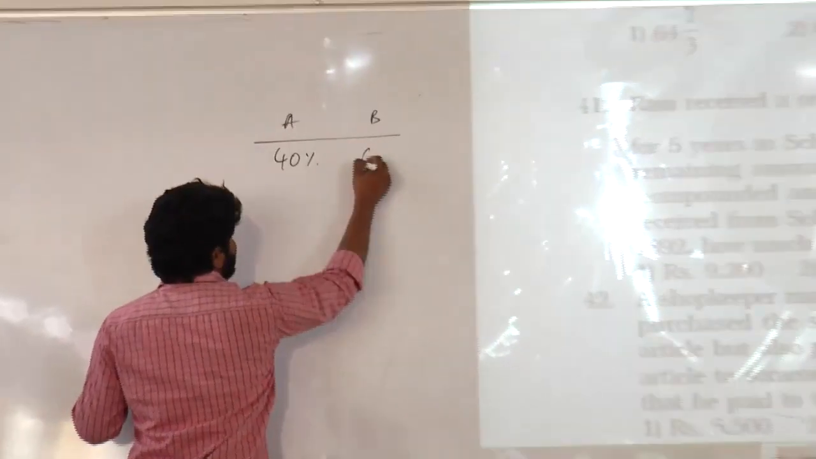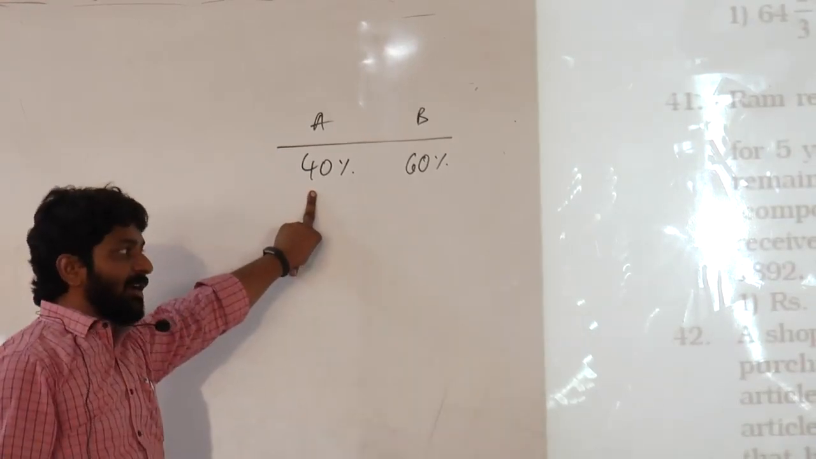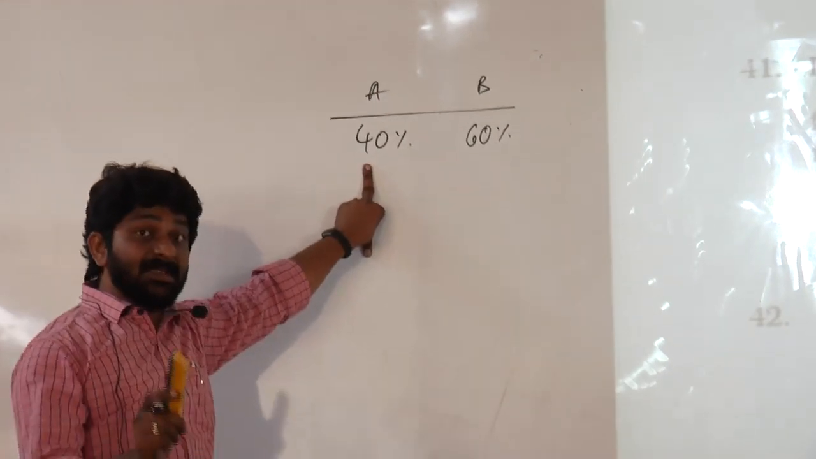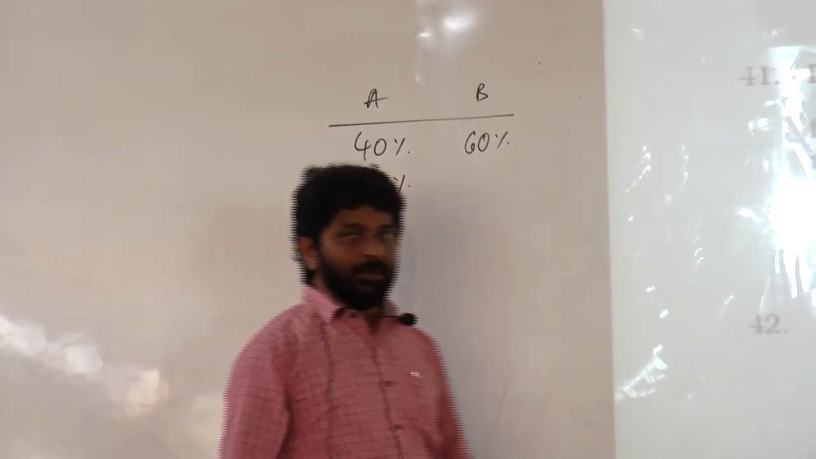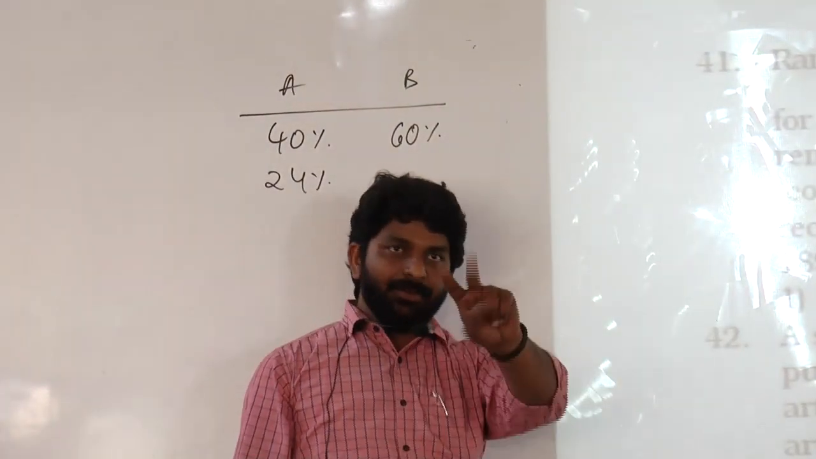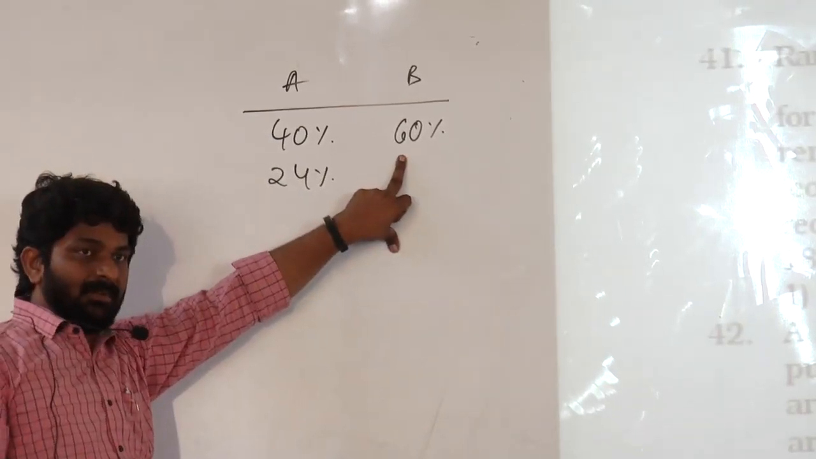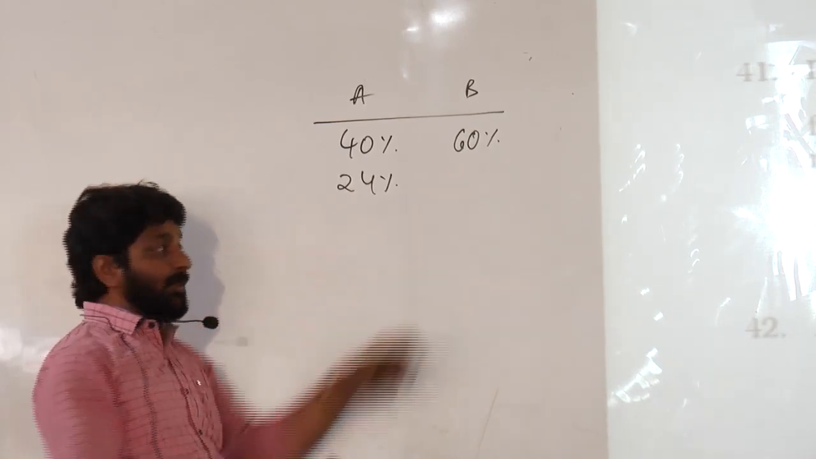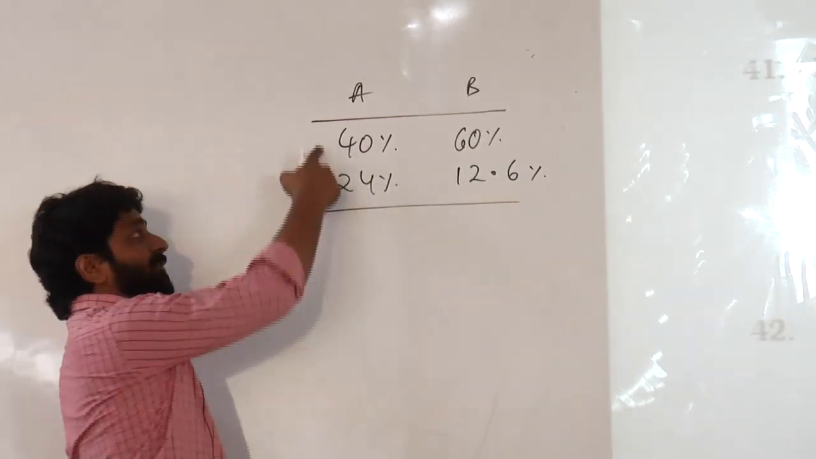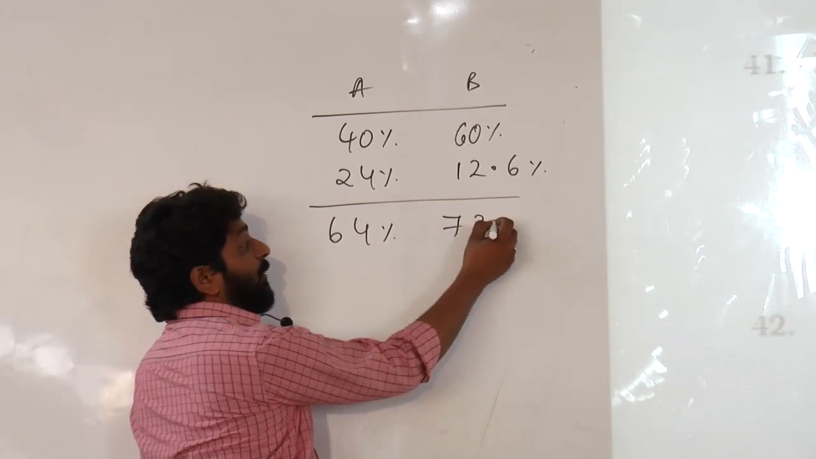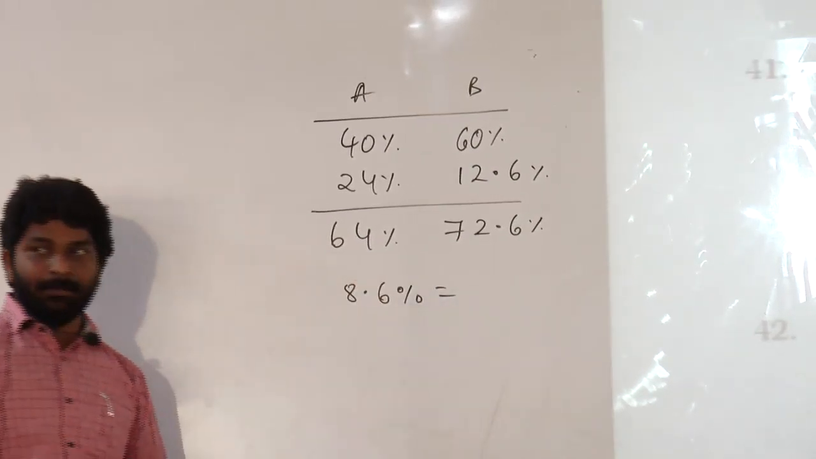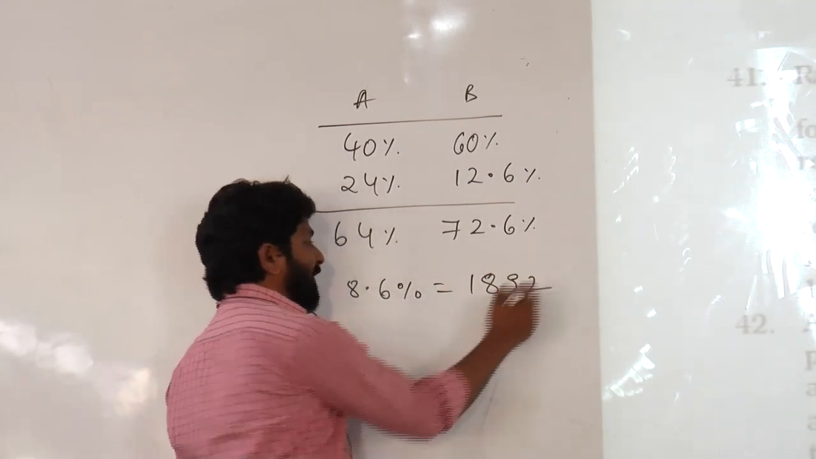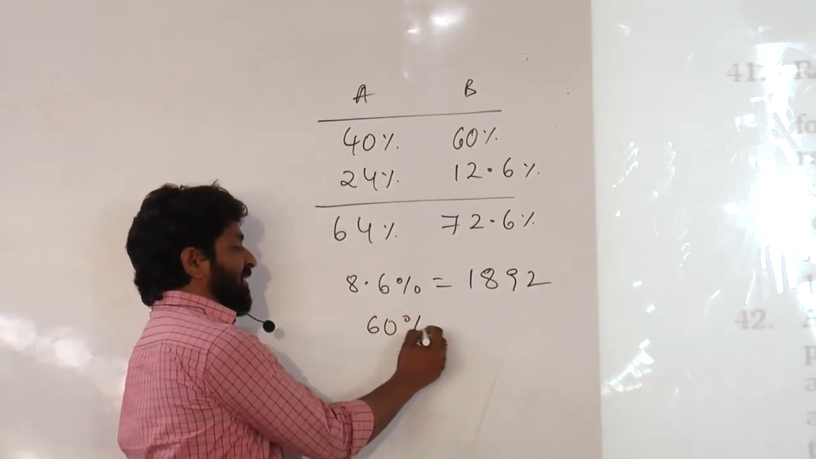So in scheme A he invested 40% and in scheme B he invested 60%. Scheme A is given at simple interest for 5 years at the rate of 12%, so total interest will be 60%. 60% of 40 is 24. This is interest. And scheme B is given for 2 years at the rate of 10% compound interest compounded annually, so for 2 years you will get 21%. 21% of 60: 10% is 6, 20% is 12, 1% is 0.6. Total 12.6%. The total amount received from scheme A is 64% and from scheme B it is 72.6%. Difference between these two numbers is 8.6%. Percentage wise it is 8.6%, and in terms of a number it is 1892. It asked about how much is invested in scheme B, which is 60%.